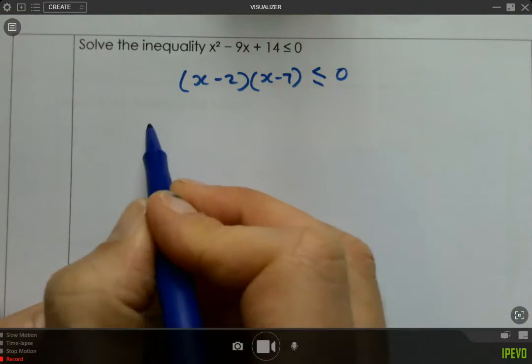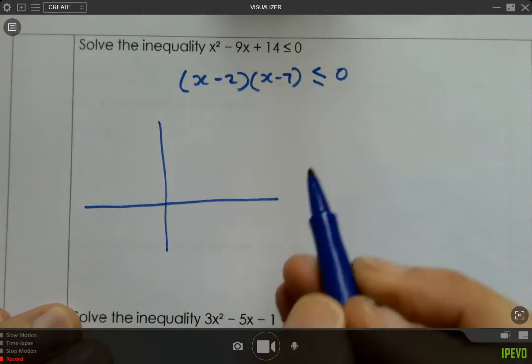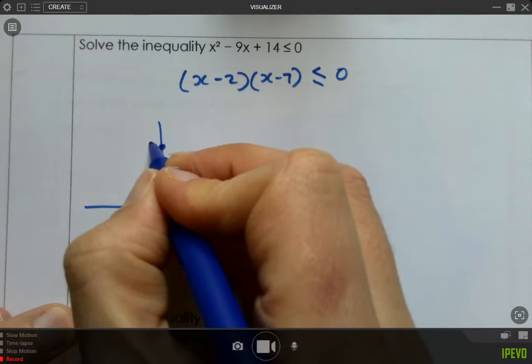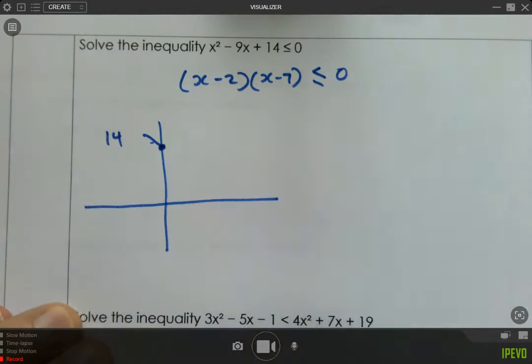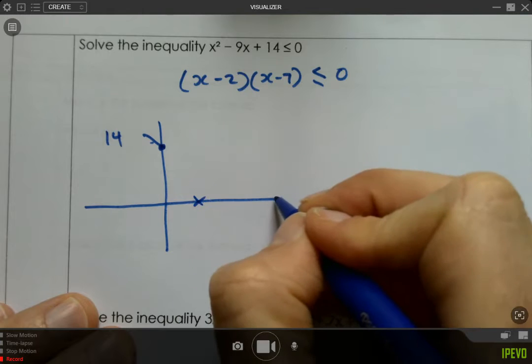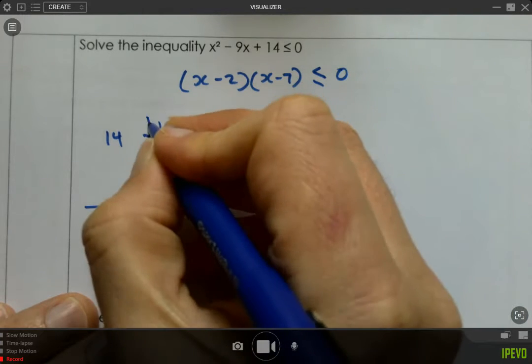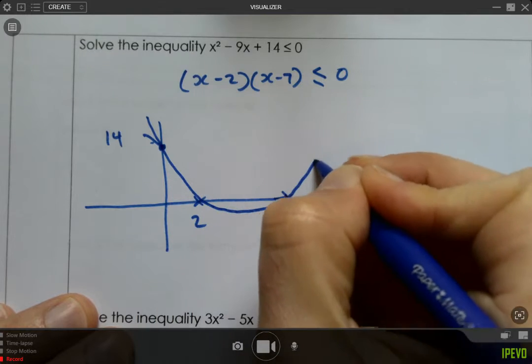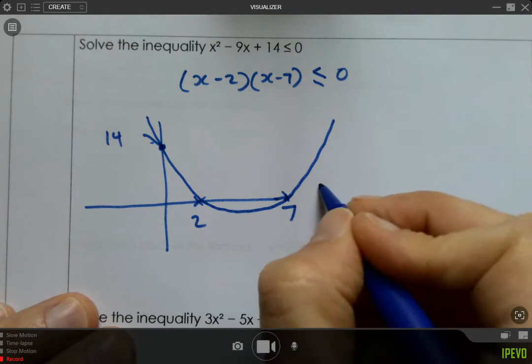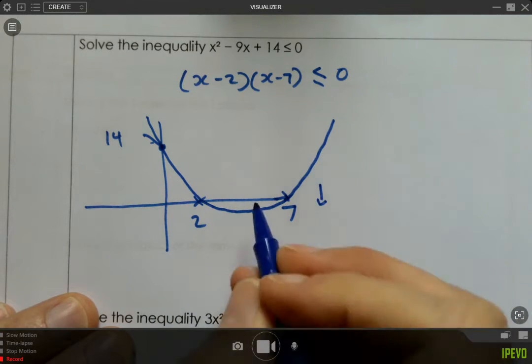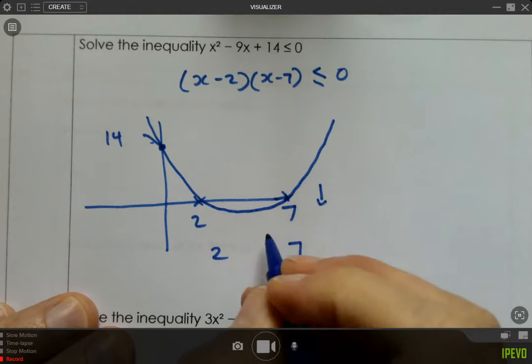So if I think about my graph, I have a graph here. Because it's 14, the y-intercept is at 14. And then it crosses at this point and this point, which are 2 and 7. So I'll just draw that curve on to make sure that I get it right. And it's where it's less than 0, so I'm wanting below the line. So I want it between 2 and 7.